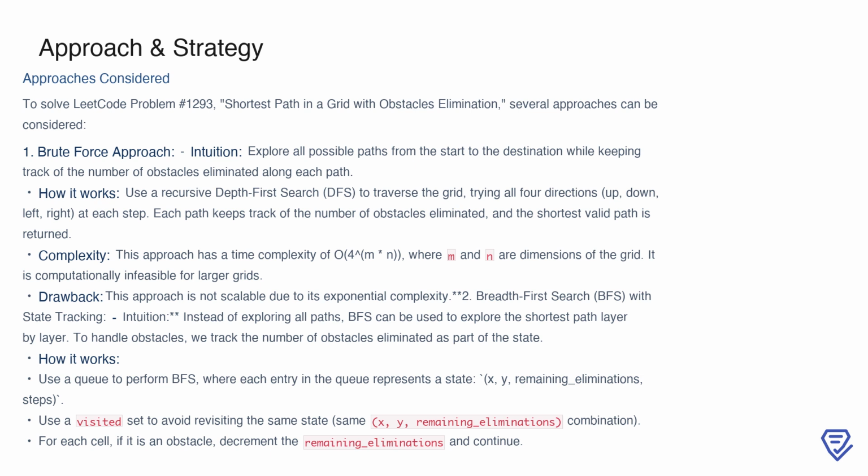A more scalable alternative is the breadth-first search, or BFS, approach, combined with state tracking. Instead of exploring all paths, BFS works layer by layer, examining the shortest paths first. By tracking the number of obstacles eliminated as part of the search state, this method ensures we explore efficiently. The state is represented as a tuple containing the current position, the remaining eliminations allowed, and the number of steps taken so far. This eliminates redundant exploration and makes the problem more tractable.